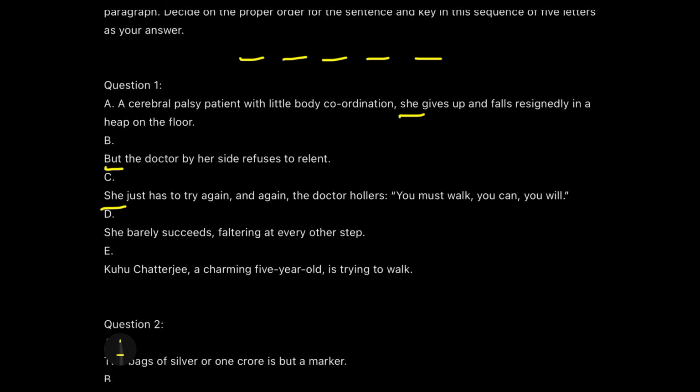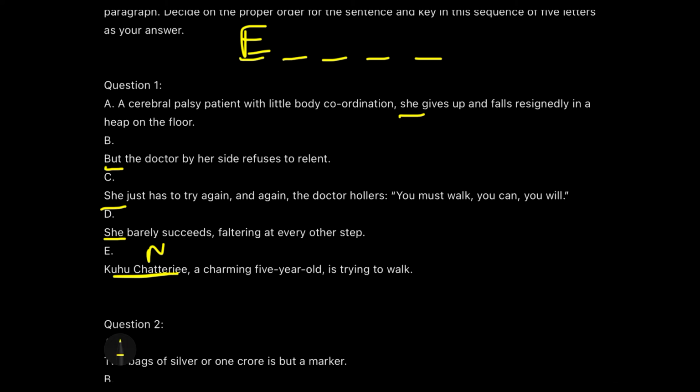Then we'll move down to D. She barely succeeds, faltering at every step. Aha, again a she, that means D is not our first sentence. So automatically my opening sentence becomes the sentence E, which is introducing us to a noun. A charming 5-year-old is trying to walk. So it's very easy to determine the opening sentence for this particular para jumble.